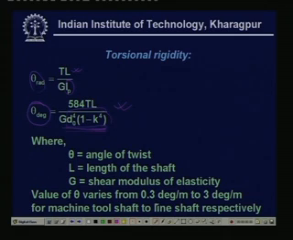The limiting value of theta is normally 0.3 degree per meter to around 3 degree per meter, depending upon, say, a machine tool shaft or a line shaft. Obviously, you understand that the rigidity of a machine tool shaft is very important in comparison to the line shaft, because if a machine tool shaft is not rigid enough, then what will happen by the application of the cutting tool? Obviously it will have a deflection, and that deflection will cause what?